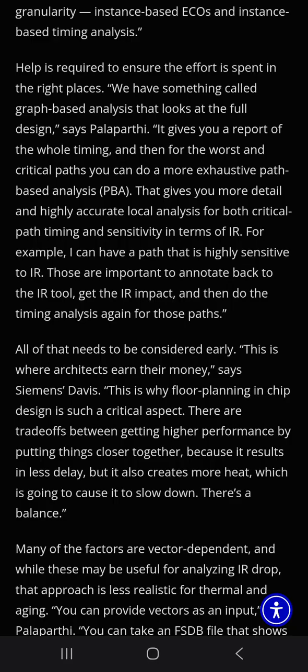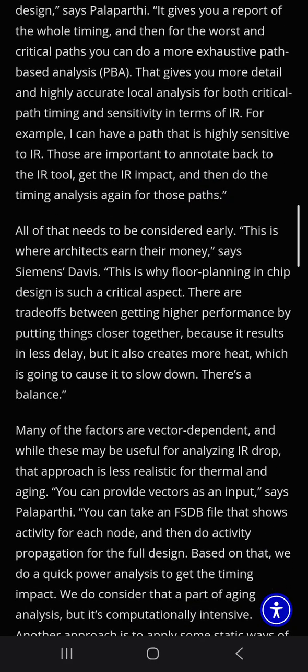There are trade-offs between getting higher performance by putting things closer together, because it results in less delay, but it also creates more heat, which is going to cause it to slow down. There is a balance. Many of the factors are vector dependent, and while these may be useful for analyzing IR drop, that approach is then less realistic for thermal and aging.